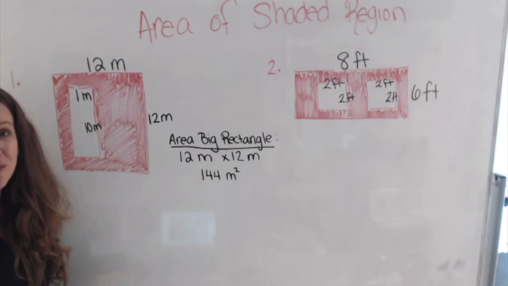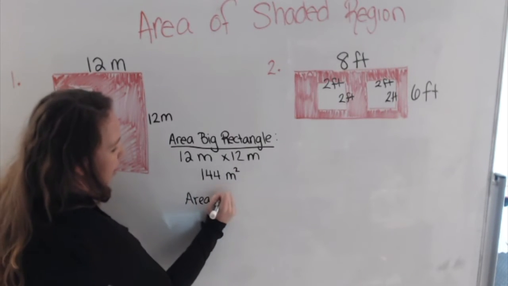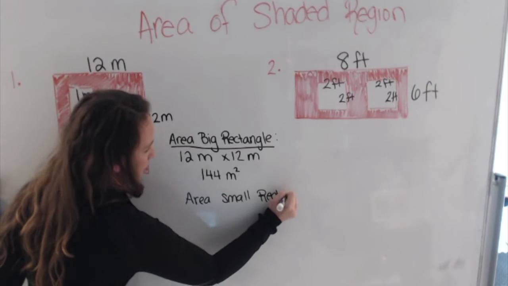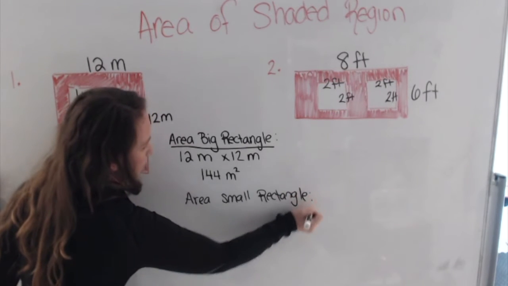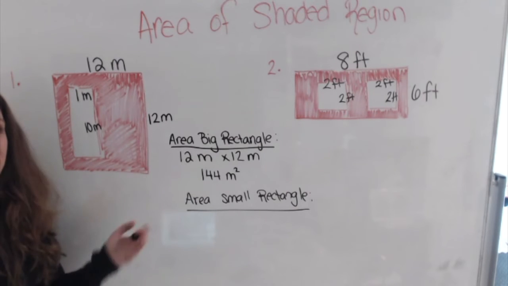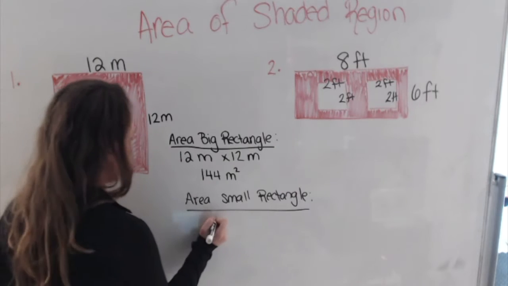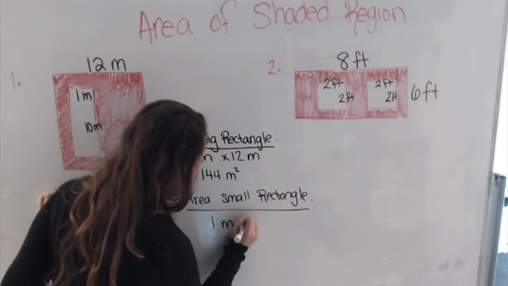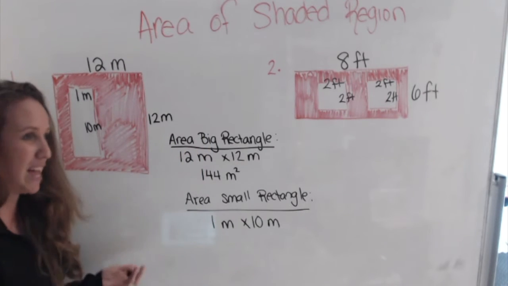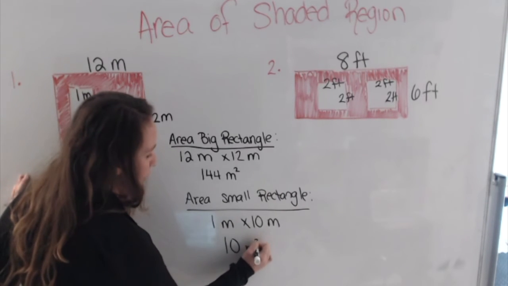Now, we need to find the area of the smaller rectangle, the one on the inside. Same idea: length times width, or base times height, or length times height. However you want to say it, it's fine. So we're going to multiply 1 meter times 10 meters. And that gives us 1 times 10, which is 10. Meters times meters is meters squared.